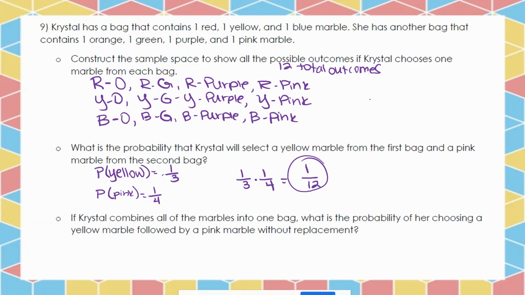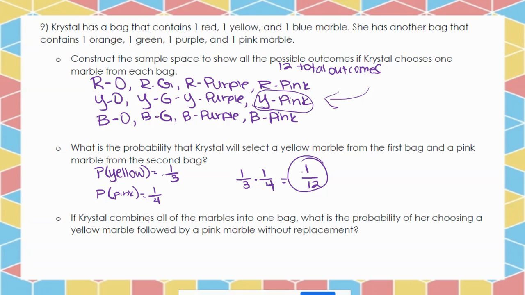I also could have just used this list that I wrote out. If I'm looking for yellow and pink, that only happens in this one spot. None of the other options include yellow and pink. So that is 1 out of 12 outcomes.